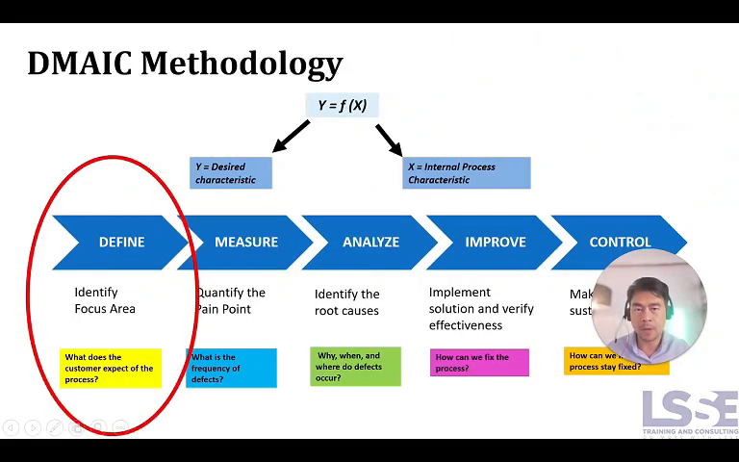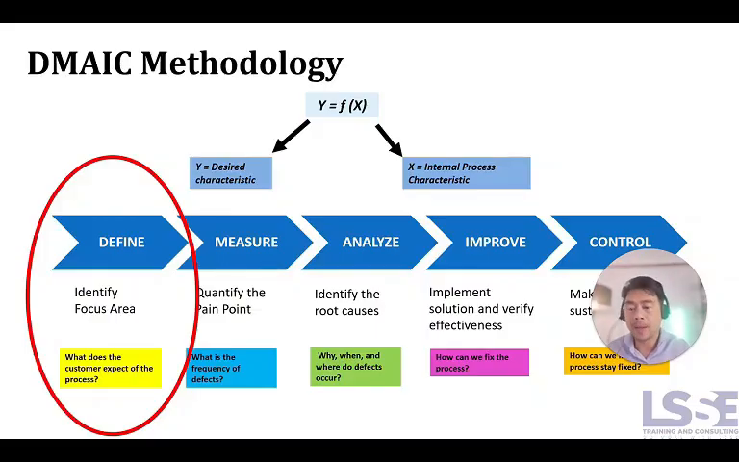This is the DMAIC methodology. We will be looking at this methodology during this course. So it highlights here the step-by-step process of doing the process improvement. Again, there's an equation there on top, always a reference: y equals f of x. If you have a desired y, y is the outcome, the desired characteristic that you would want to achieve. And in order to achieve that, you need to control what we call the internal process characteristics, which are represented by the x's. And you go through this step-by-step process to do the improvements that you want to do.